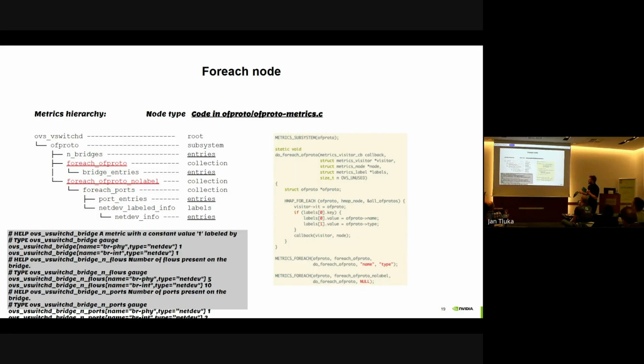And then you can also have a different kind of iteration where you do not have any kind of labeling. It's very often useful to hide those. For example, if you want to access here, this one will be used by OF Proto DPIF, because we will actually label the DPIF themselves instead of the OF Proto instance. So we don't want to inherit those additional labels.